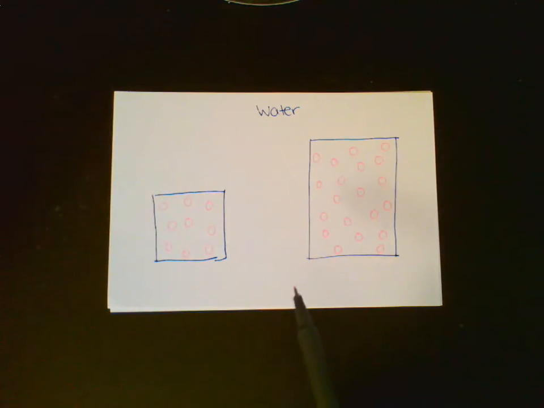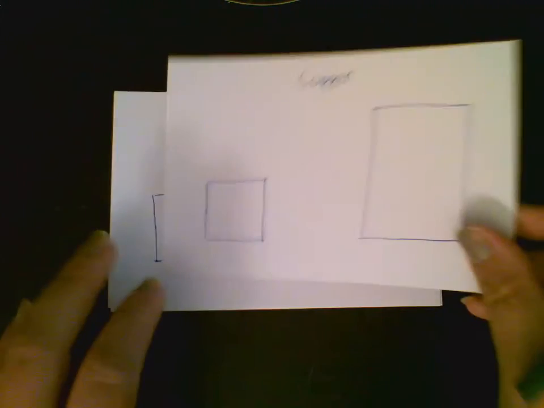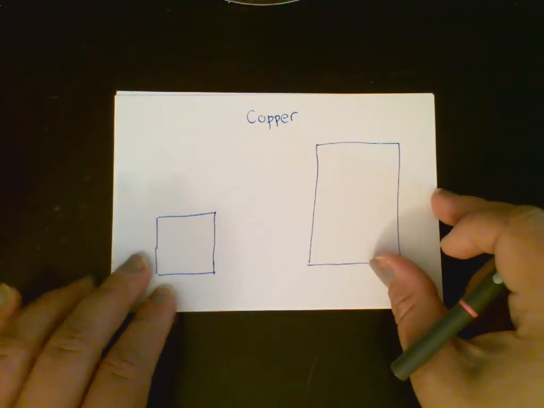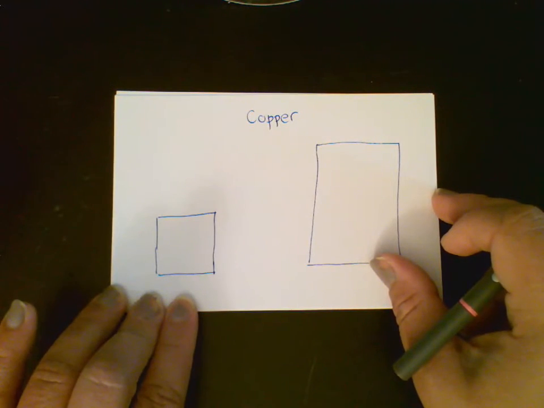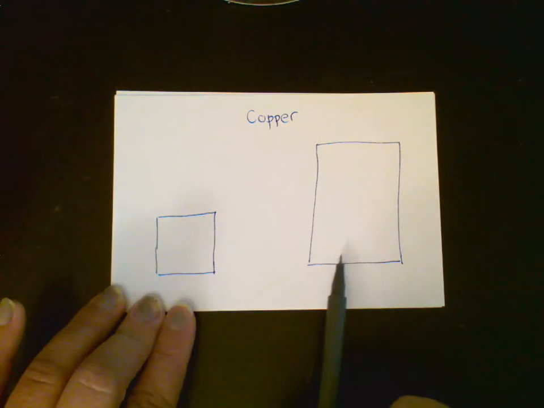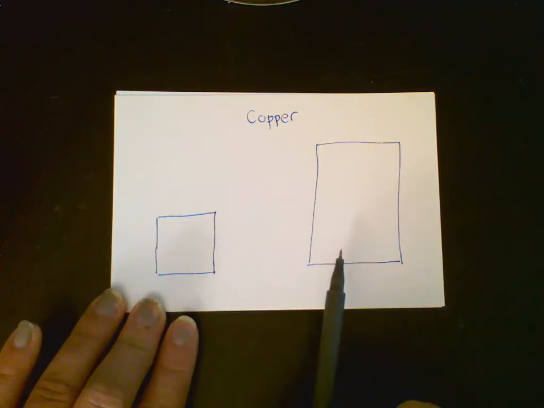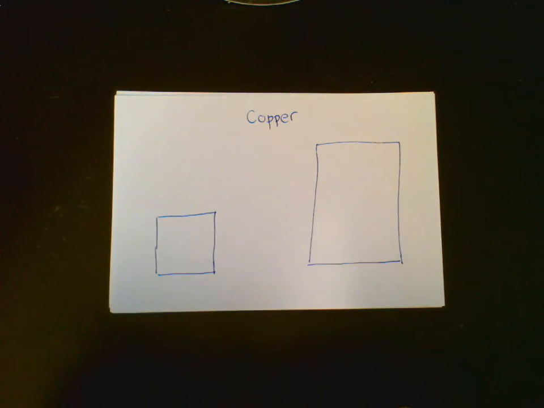Okay, so I want you to practice one. Here are 2 samples of copper. You have a smaller sample and a bigger sample. Pause the video and draw 2 samples of copper that have the same density. Okay, think about what that would look like.